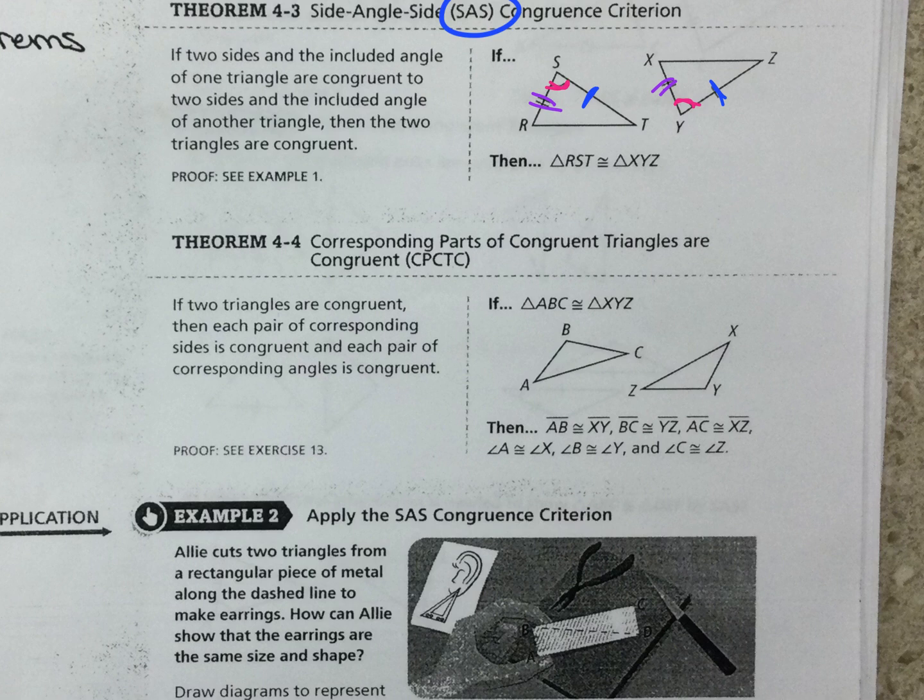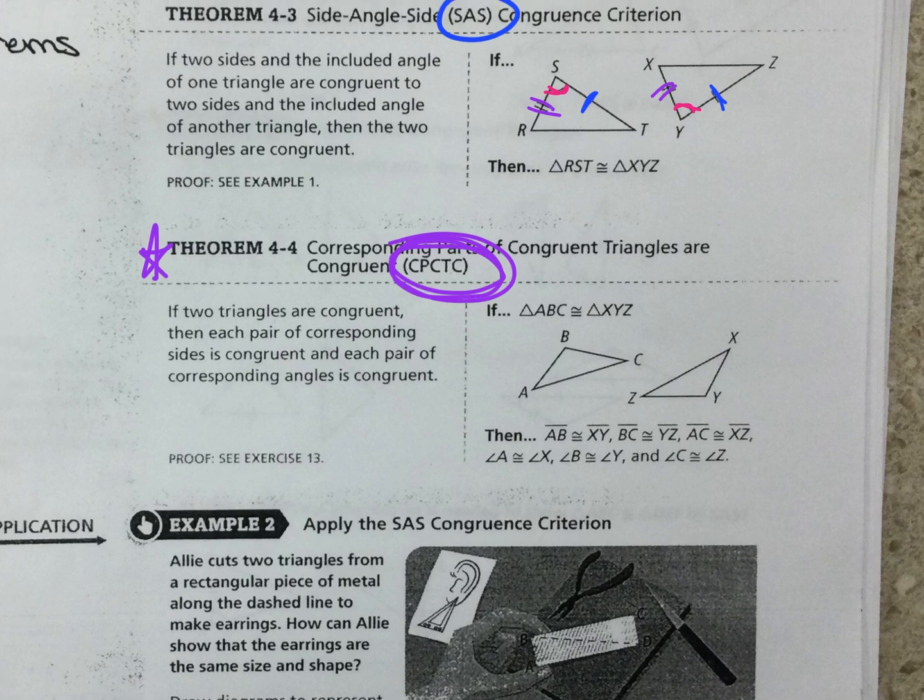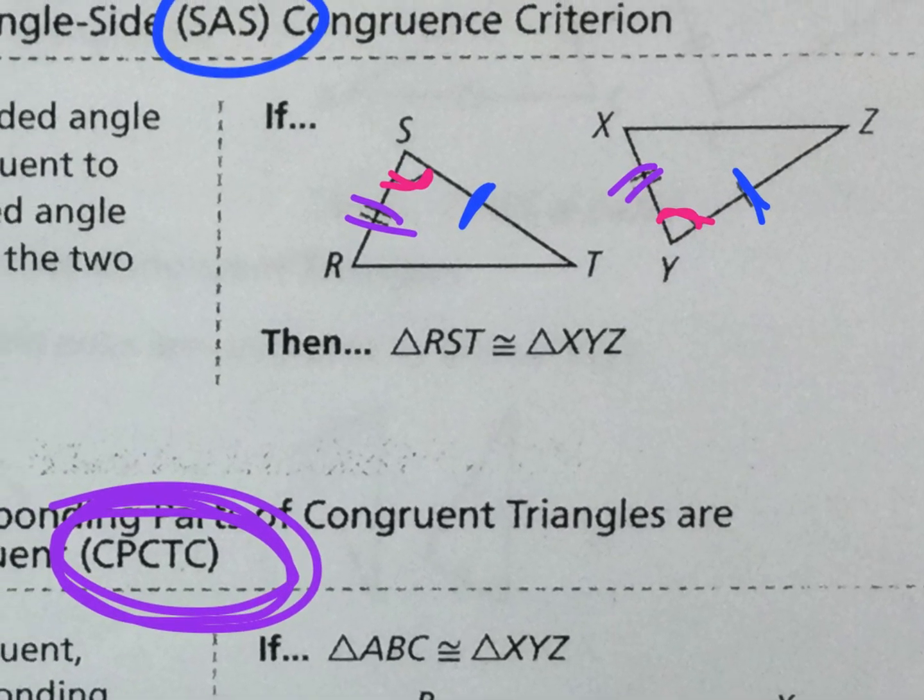Now, the other thing that this section is going to have in it is the corresponding parts of congruent triangles are congruent. And we call that the CPCTC, okay? So if I know that those 3 are congruent, then I know everything else is congruent. I know R is congruent to X. I know T is congruent to Z. And I know this last side is congruent to that, okay? You give me 3 pieces of information, I know all 6.